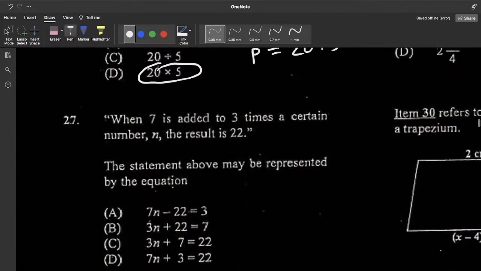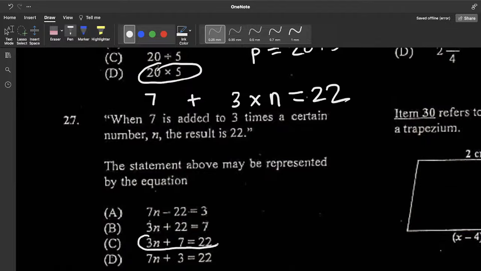Now, it says when 7 is added to 3 times a certain number. So 7, when it says added, that means plus, to 3 multiplied by a certain number n. So it's 3 times a number n. The result, meaning, is equal to 22. So 7 plus 3n is equal to 22. Now, the only option that suits this is this one here. It's just that they swapped it to 3n plus 7. So we know that this here is our answer.